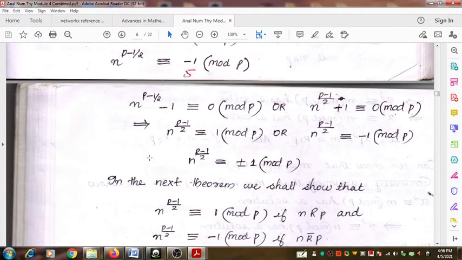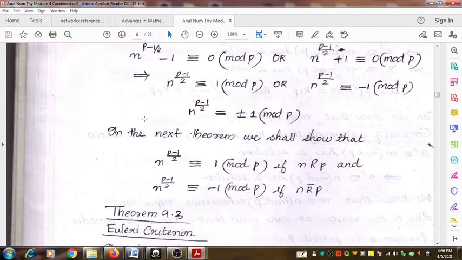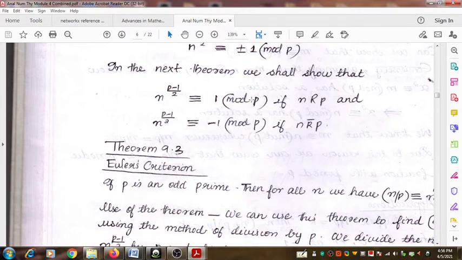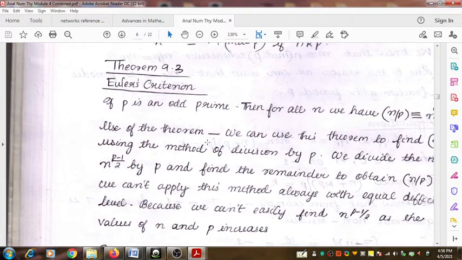Using little Fermat's theorem, we get that, and by simplifying that you will get n raised to (p minus 1)/2 is congruent to either plus 1 or minus 1 mod p. Okay, that is the important thing which will find an important application in the proof of Euler's criterion. Now we are coming to the important result, Euler's criterion.